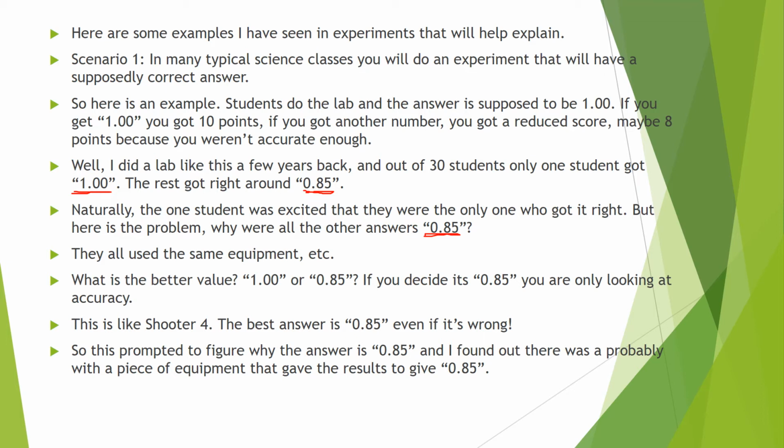Everybody used the same equipment. All these scales were exactly the same, at least I think they were, and that's what I thought at the time. And so what value is better: the 1.0, the expected answer, or the majority answer?